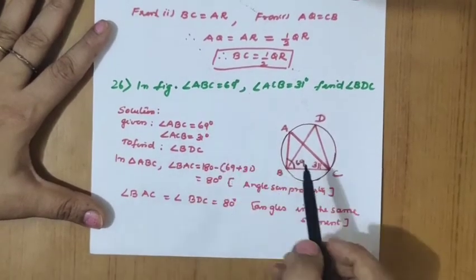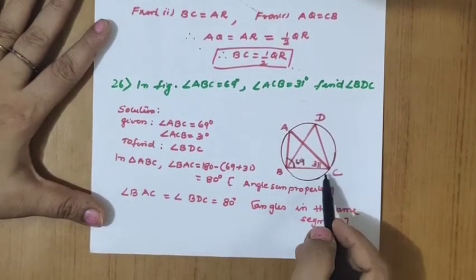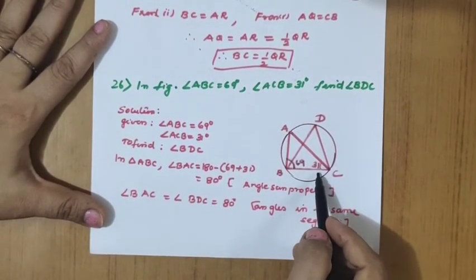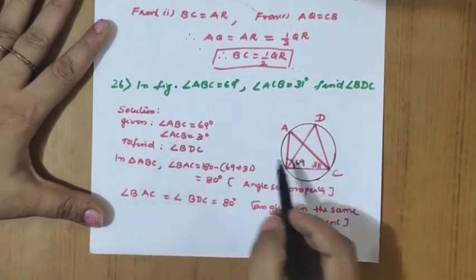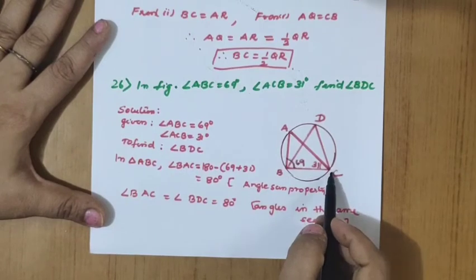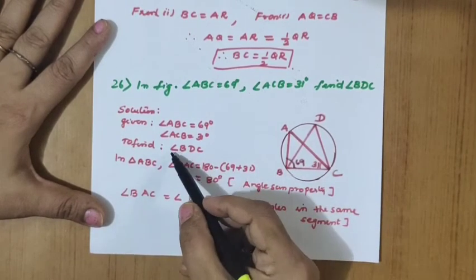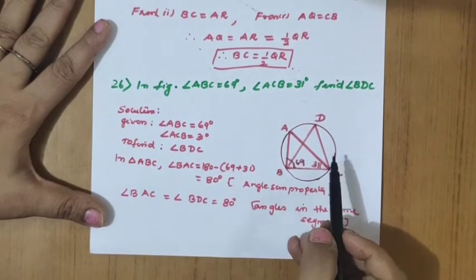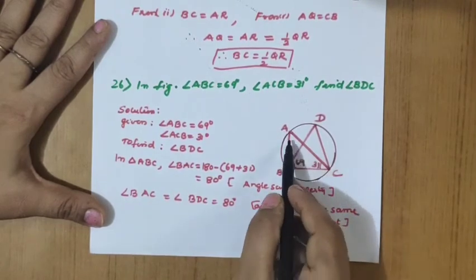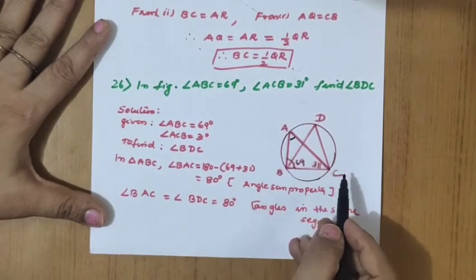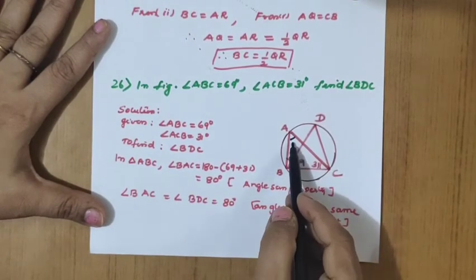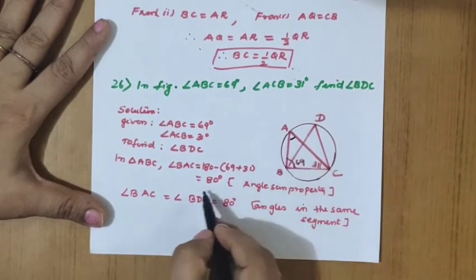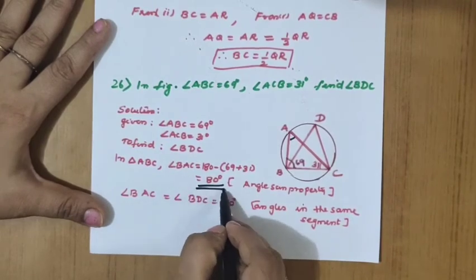In the given figure, angle ABC is 69 degrees, angle ACB equal to 31 degrees. Find angle BDC. So what is the given part? Angle ABC 69, angle ACB 31. To find angle BDC. In triangle ABC, we have to calculate angle A by the angle sum property. 69 and 31 are given, so the remaining angle is 80. So we got angle BAC equal to 80.